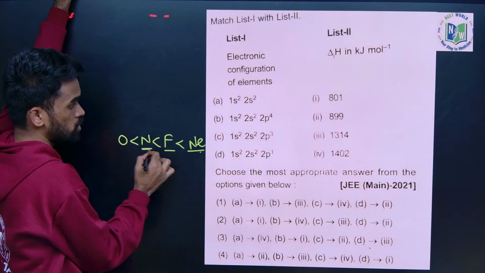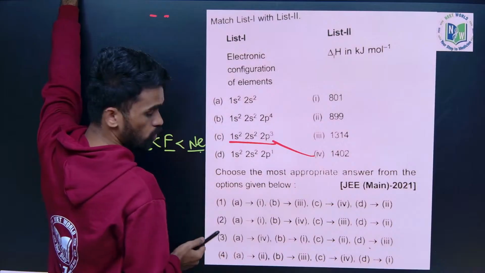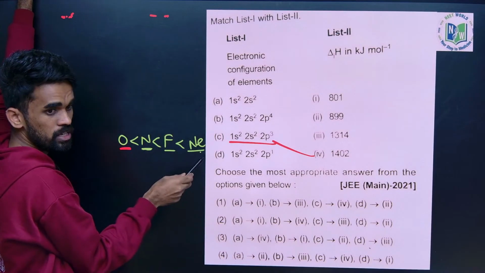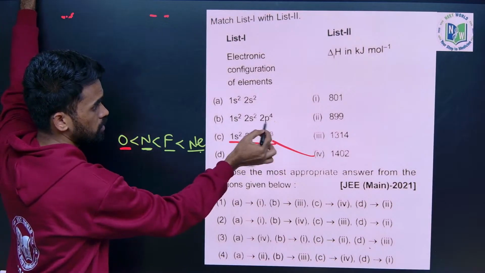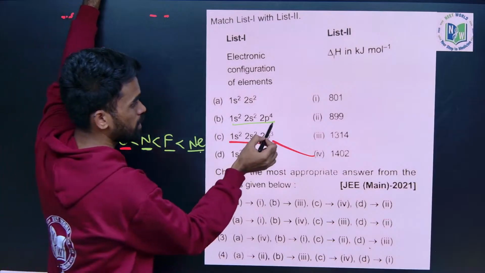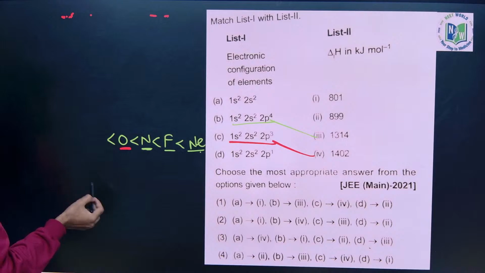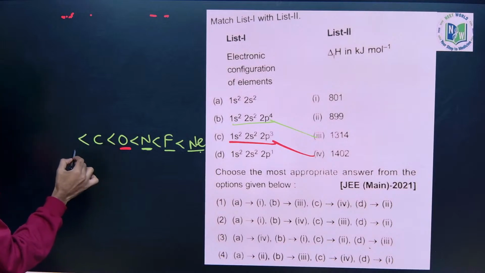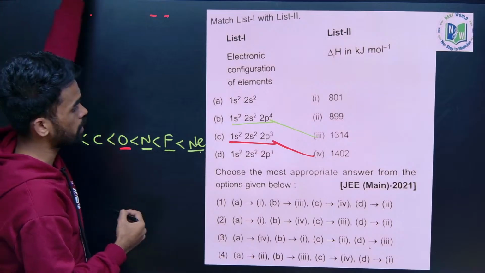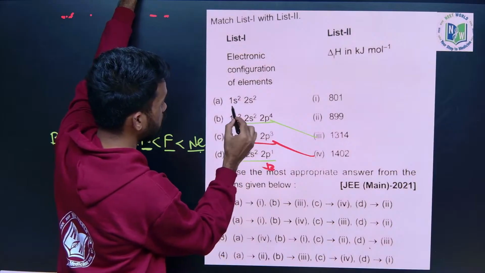But the nitrogen electronic configuration is this one, so that corresponds to 4, the highest one. After that oxygen. Do we have the oxygen electronic configuration? Yes, look here: 1s2 2s2 2p4, that is 8. So that will be the next one. Next, after this, what do we have? Carbon. After that beryllium. Next boron. So this is for boron, this is for beryllium.